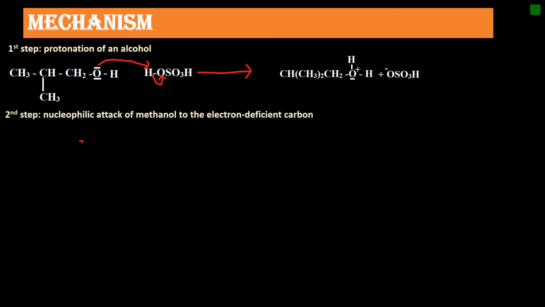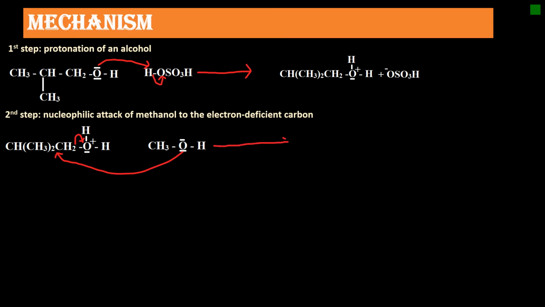Second step is nucleophilic attack of methanol on the electron deficient carbon. Methanol, which is going to act as a nucleophile, donates electrons to the electron deficient carbon of the oxonium ion and thus the electrons of the bond between oxygen and the carbon are repelled, which will result in the formation of a good leaving group, which is water, and another oxonium ion.